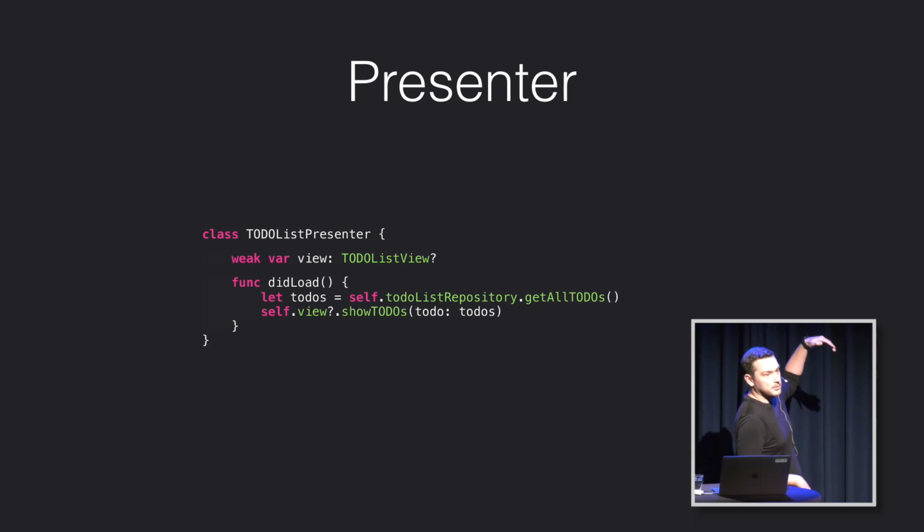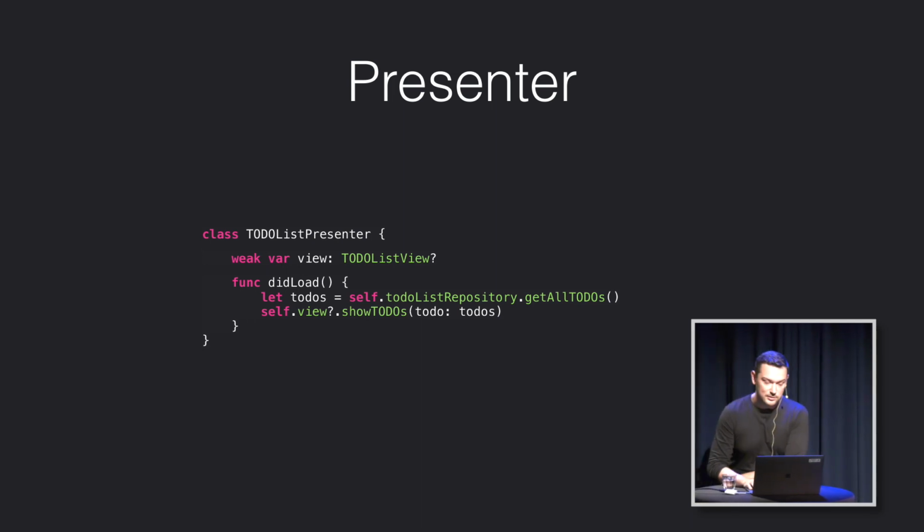view in your presenter, and a method called didLoad. Your presenter is owned by your view controller. So basically, when your view controller didLoads, it calls this method didLoad. You can call it whatever you want. But what it does, it asks your repository to retrieve some to-dos. Then you get the to-dos, then you show them on your view controller. It's a really simple example, but the cool thing about it is the testability of this.